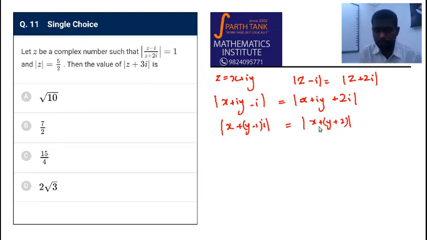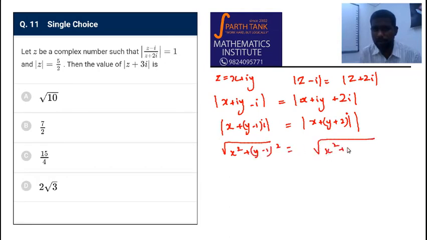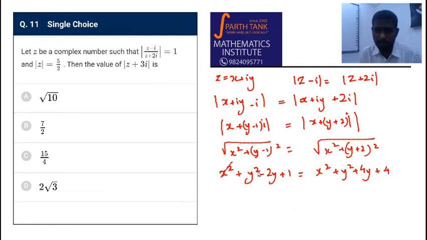Of course, there is an i. Now the mod is square root of x squared plus (y minus 1) the whole square. Here it is x squared plus (y plus 2) the whole square. Square on both sides and expand this bracket. I get x squared plus y squared plus 4y plus 4. Now x squared, y squared all cancel, and I get minus 6y is 3, which implies y is minus 1 by 2.